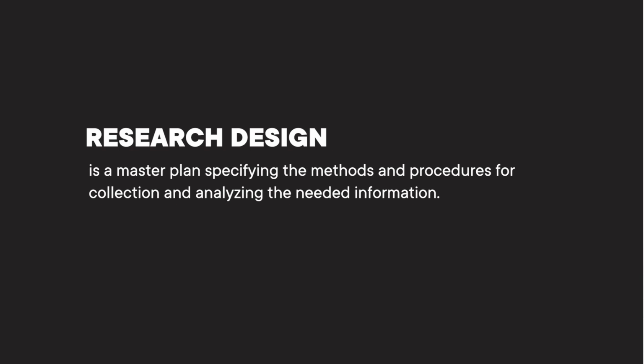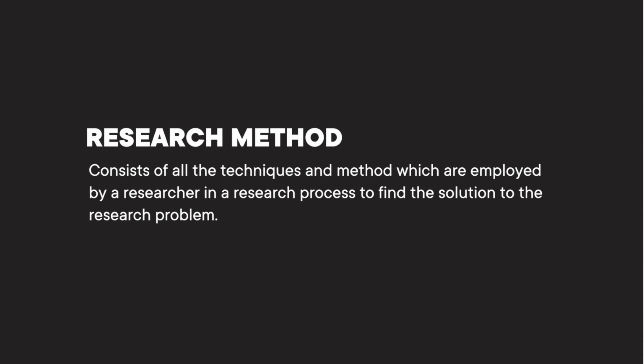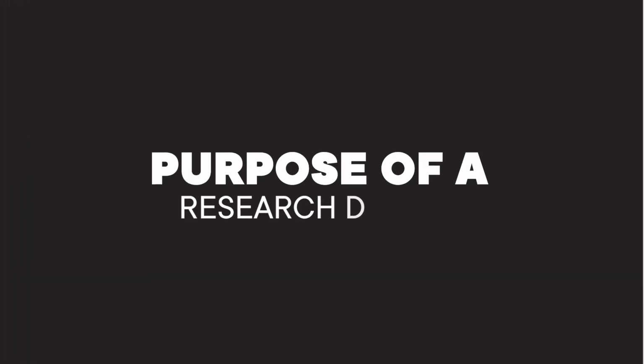Now we are talking about research design. It's the master plan specifying the methods and procedures for collecting and analyzing the needed information. The last one that we shall look at is research method. And this consists of all the techniques and methods which are employed by a researcher in a research process to find a solution to the research problem. Now, having understood these three terms, let's go to the purpose of research design.